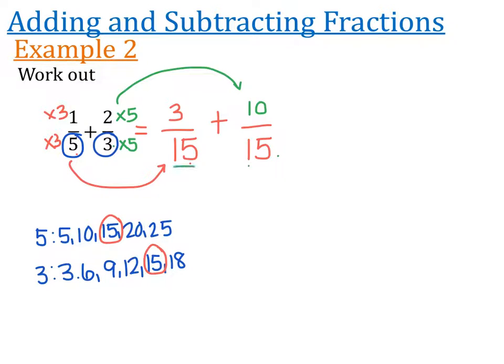Now, hopefully you can see both of the denominators are the same, so I can go ahead and add these together. 3/15 plus 10/15 is 13/15. Okay, that question is completely and totally finished. Most complicated part of the entire question is this step right here where we find the common denominator.